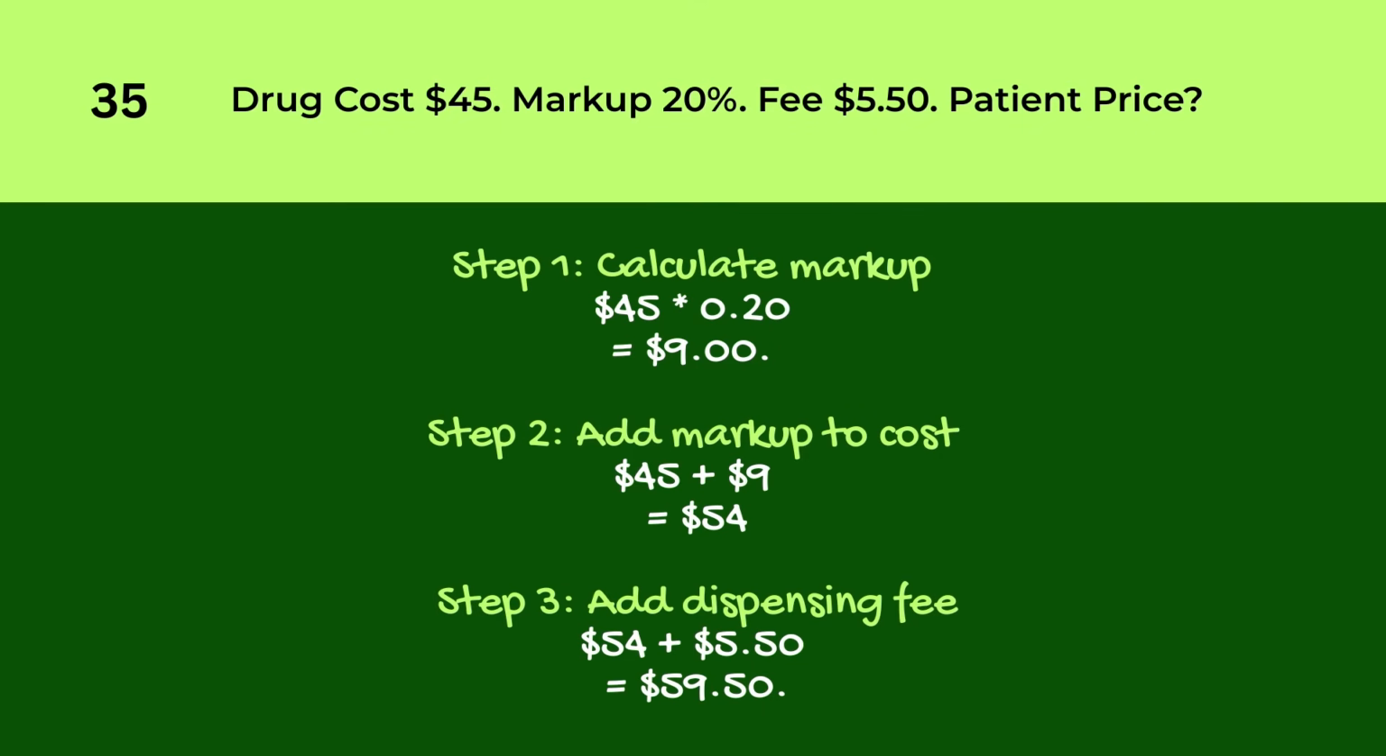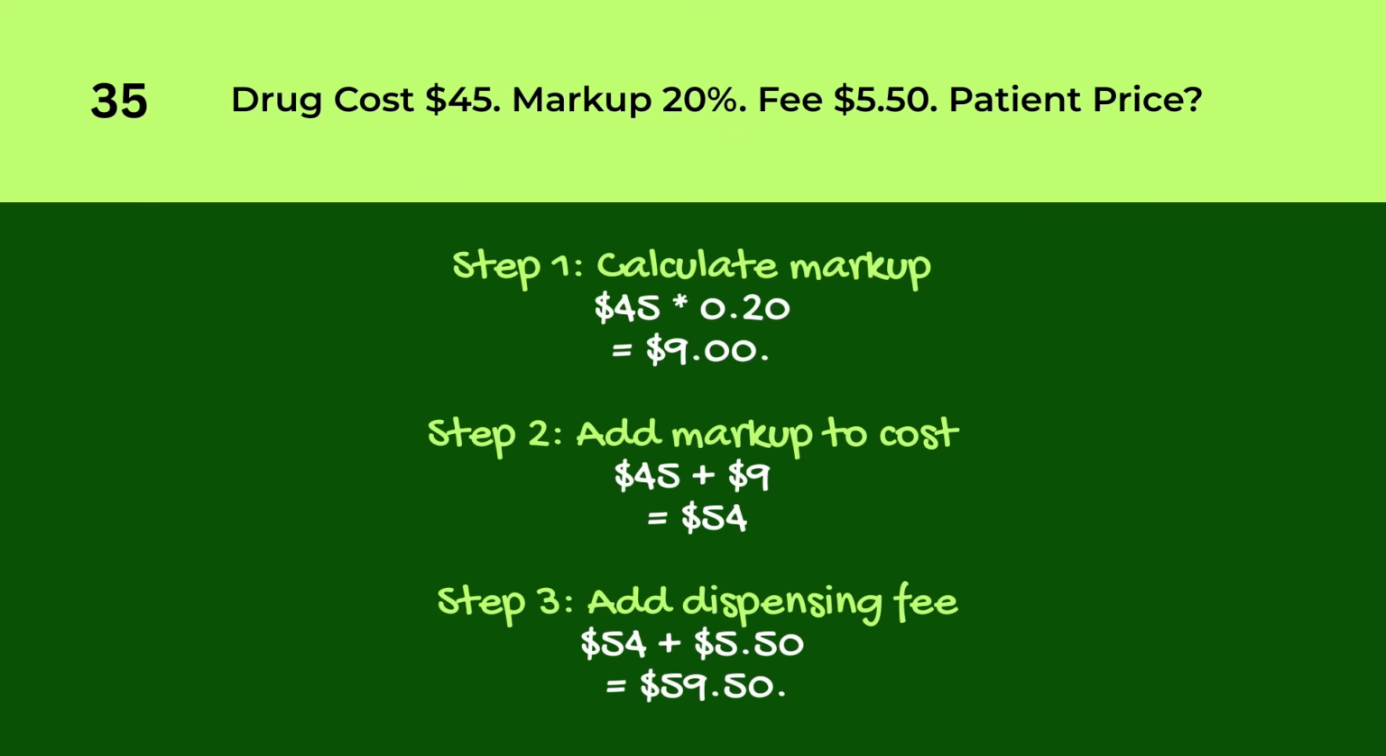Step 1 is to calculate the markup amount. We take the cost of $45 and multiply it by 0.20. That gives us a markup of $9. Step 2 is to add that markup to the original cost. $45 plus $9 equals $54. This is the retail price before the fee.